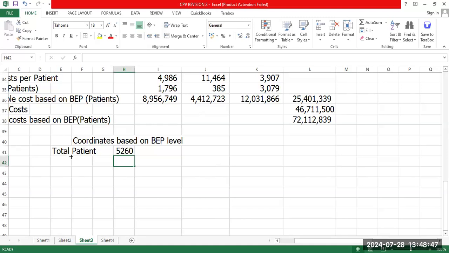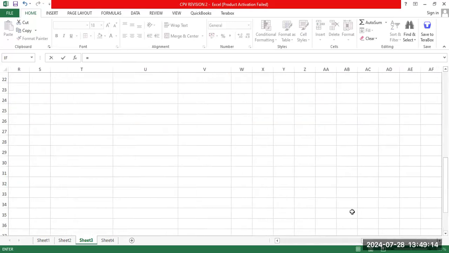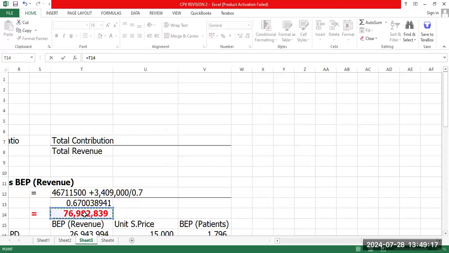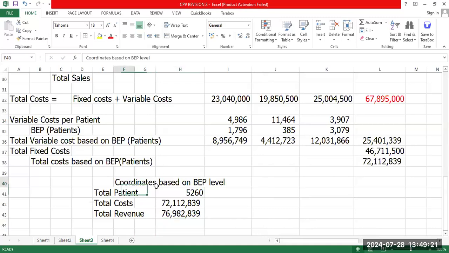Then another one which we have is total costs. Then total revenue. The total costs are these ones. Then the total revenue, what is the firm's break-even point in terms of revenue? We calculated that, which is this one. So you see now we have everything.